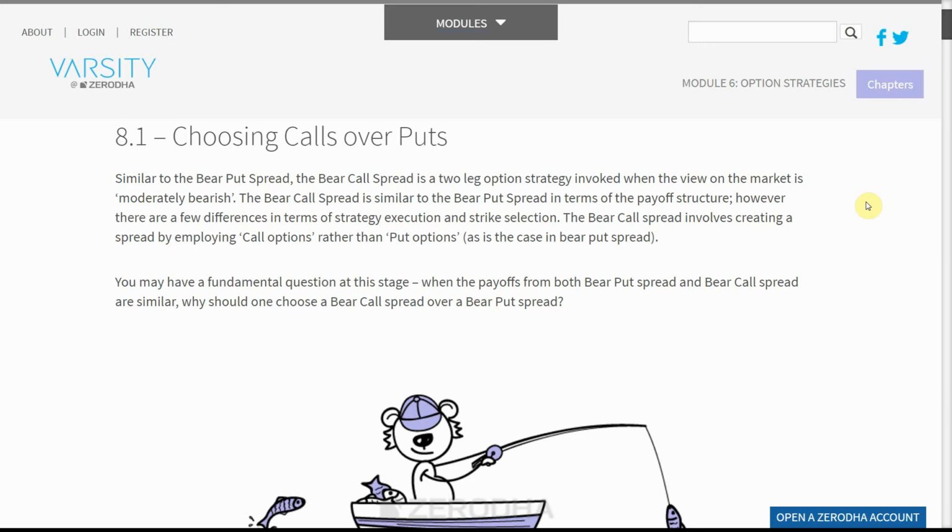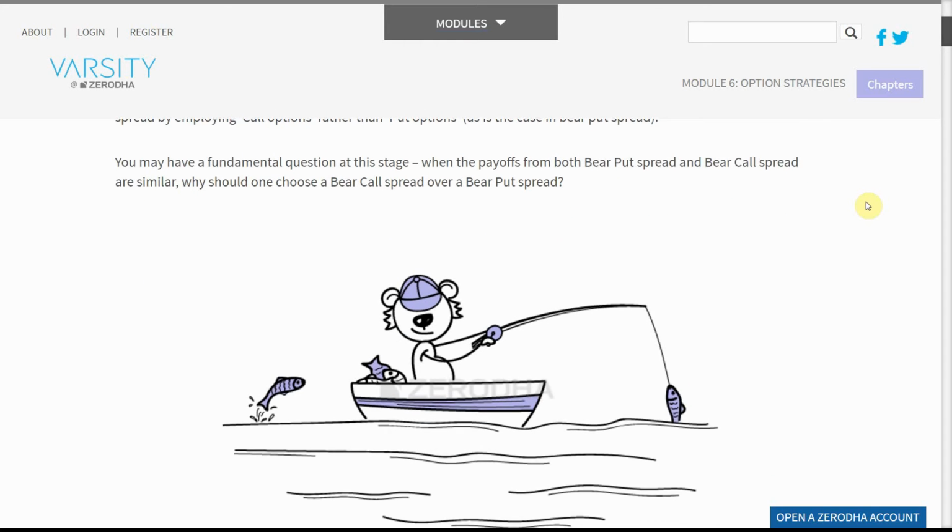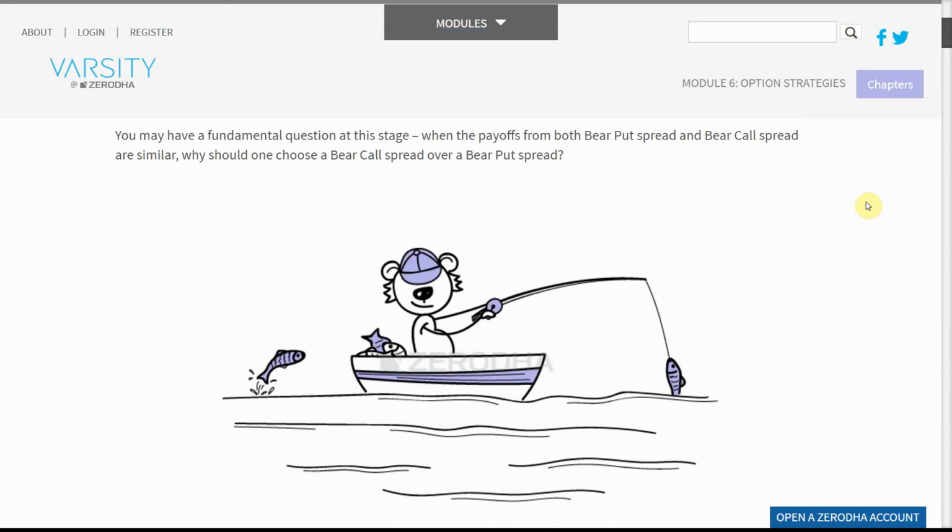However, there are a few differences in terms of strategy execution and strike selection. The bear call spread involves creating a spread by employing call options rather than put options, as is the case in bear put spread. You may have a fundamental question at this stage: when the payoffs from both bear put spread and bear call spread are similar, why should one choose a bear call spread over a bear put spread?